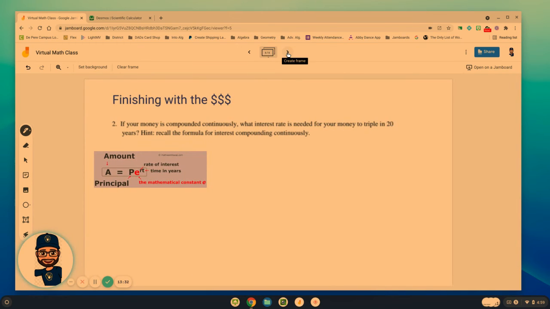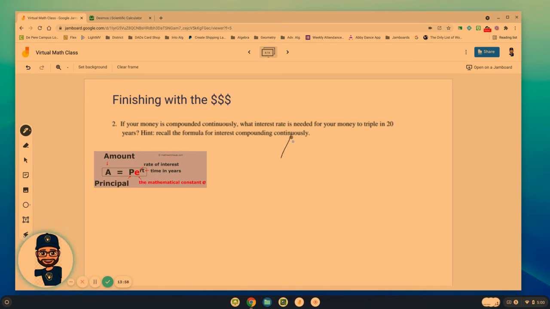All right, here's our last example for the year. Last one, we're going to finish with money. If your money is compounded continuously over and over again, what interest rate, what r value, is needed for your money to triple in 20 years?